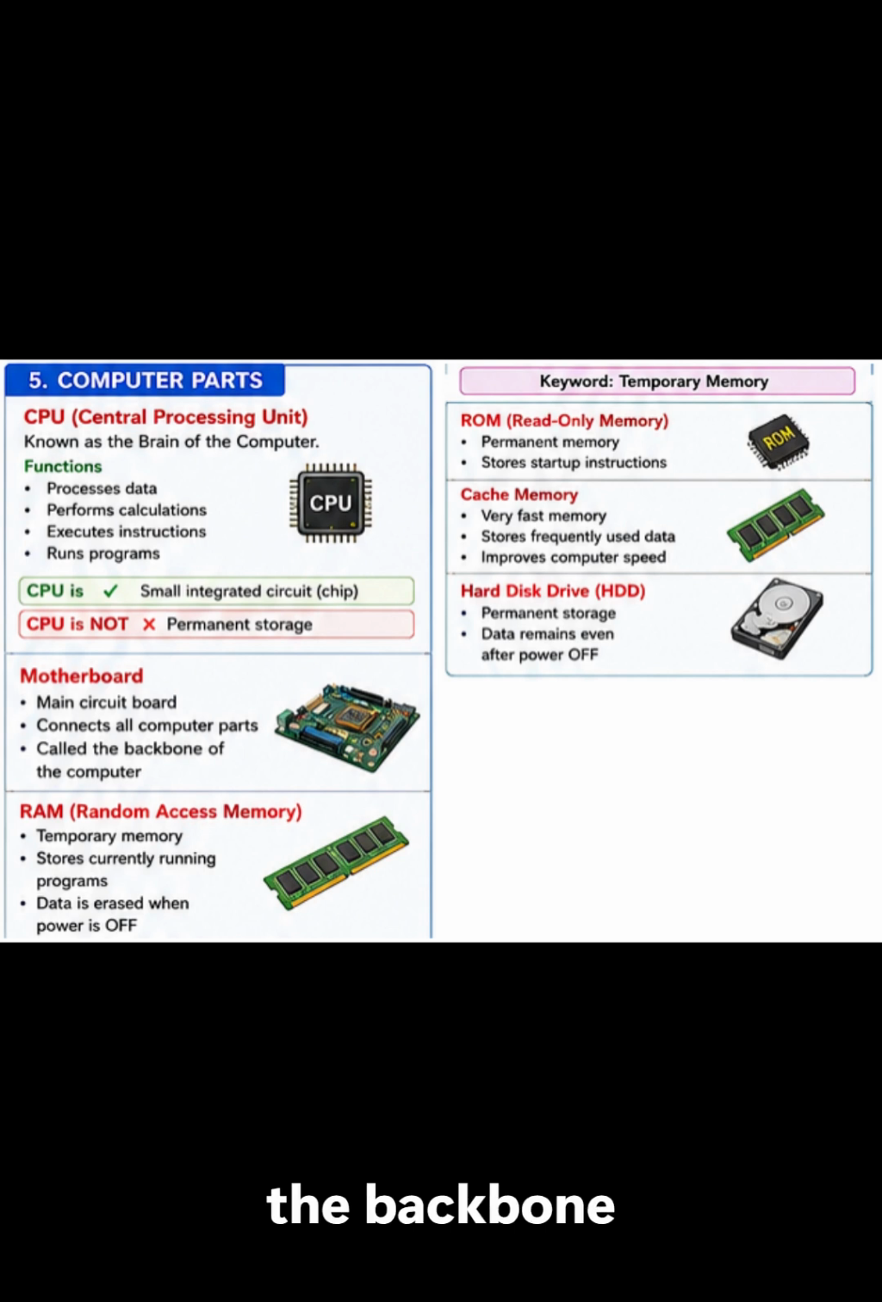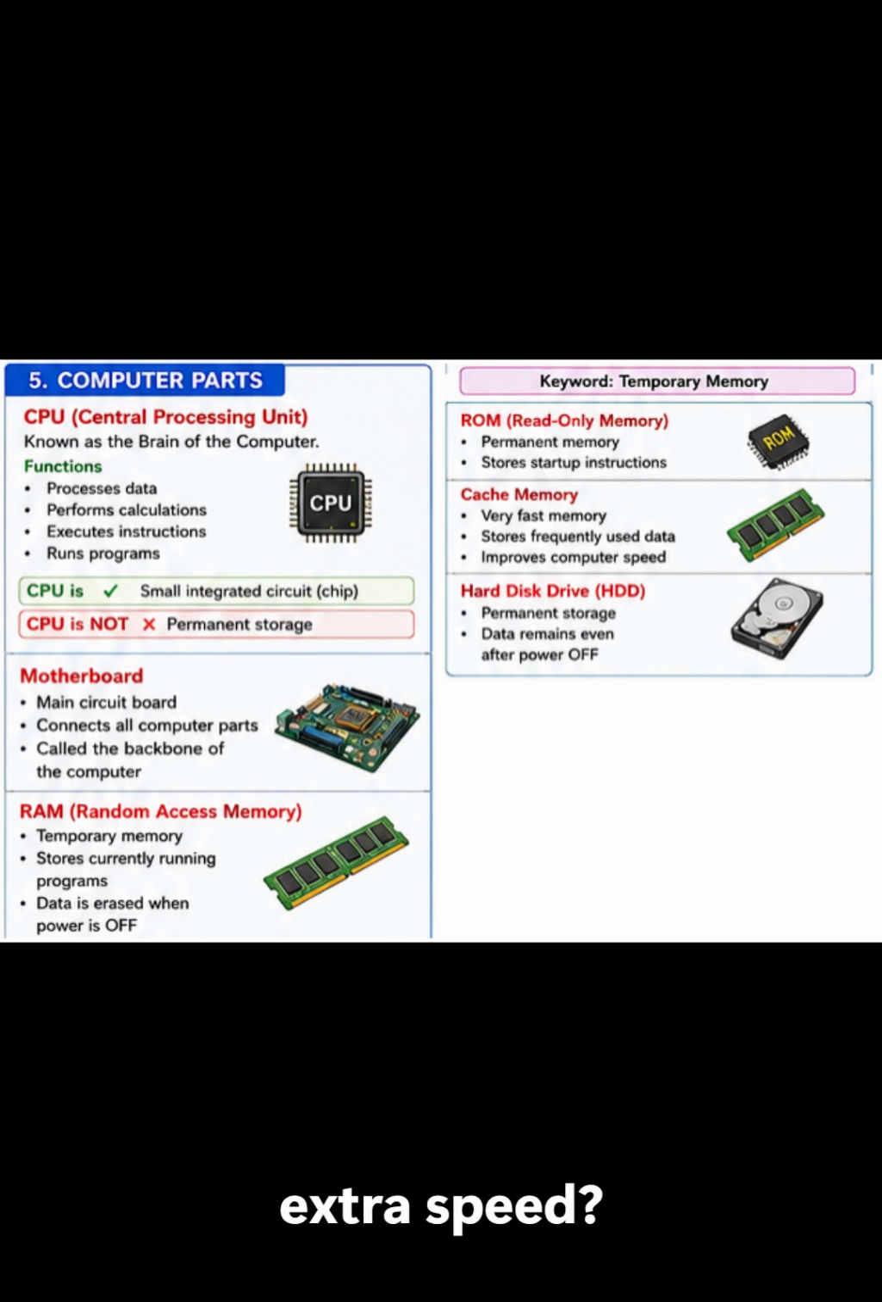Next is the motherboard. Think of it as the backbone of the computer because it's the main board that connects all the different parts together. Let's look at memory. RAM, or random access memory, is temporary memory. It holds the programs you are using right now, but everything gets erased when you turn the power off. On the other hand, ROM is permanent memory that stores the important setup rules to start your computer.